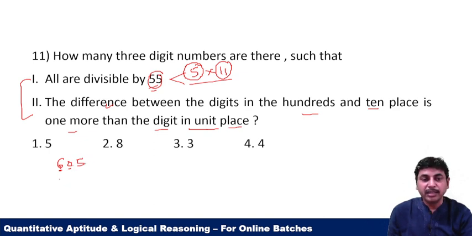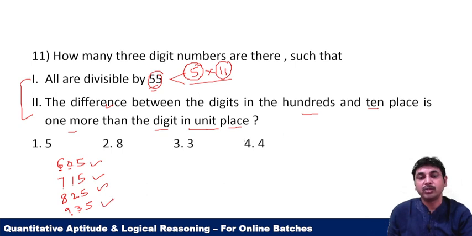Yes. Now if I increase these numbers by 1 and keep this number the same, let us check: this number is again divisible by 55, and the difference of 7 and 1 is 6, which is one more than 5. Again I am increasing this by 1, so I will have numbers like this. The difference is 6 again, and all these are divisible by 55 and satisfy the second condition also. So there are four such numbers.